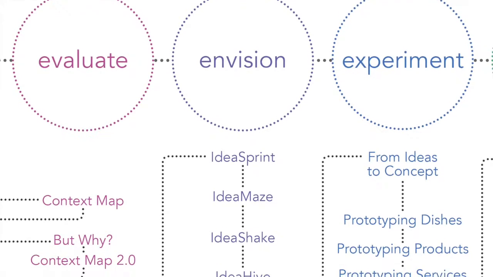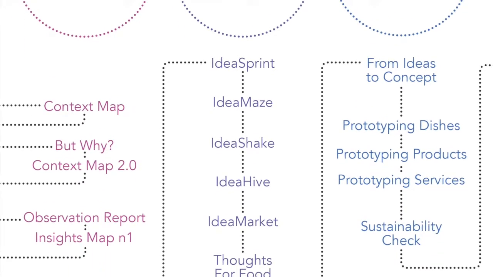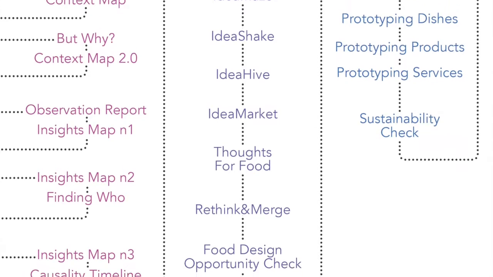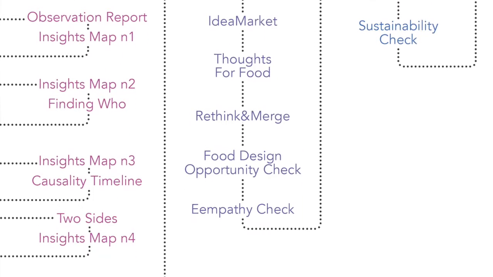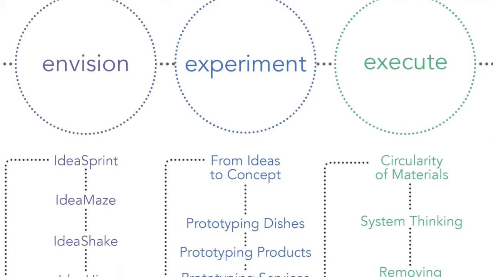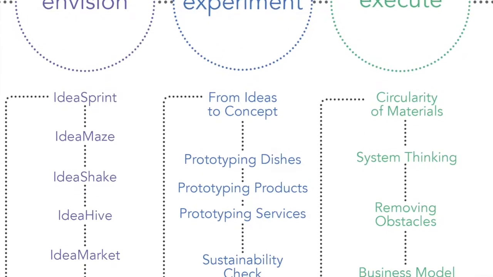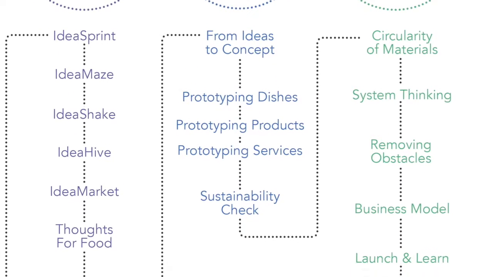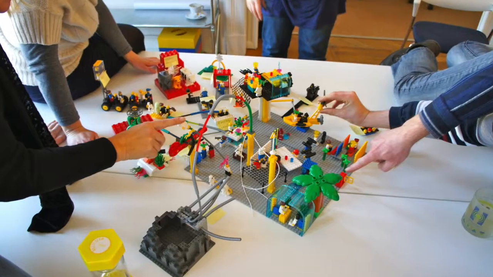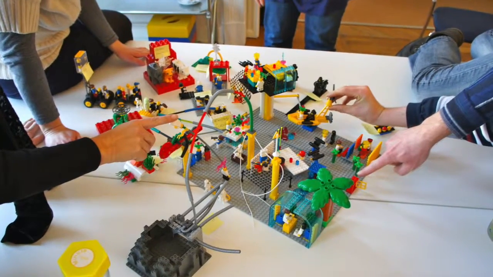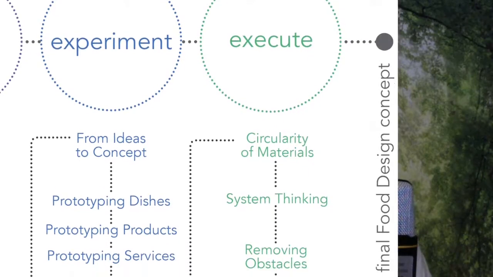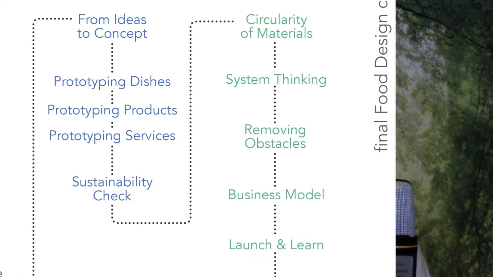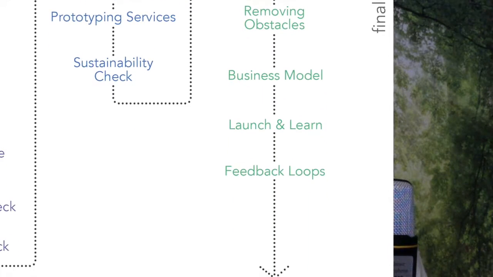The envision phase is where you generate ideas and use the insights previously collected to make a selection of the best ideas. The experiment phase is where you combine those ideas into food design concepts and where you start prototyping these concepts. The execute phase is the final phase where you define your concept and prepare it to become reality.